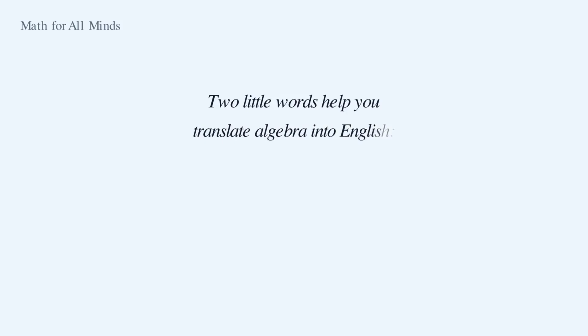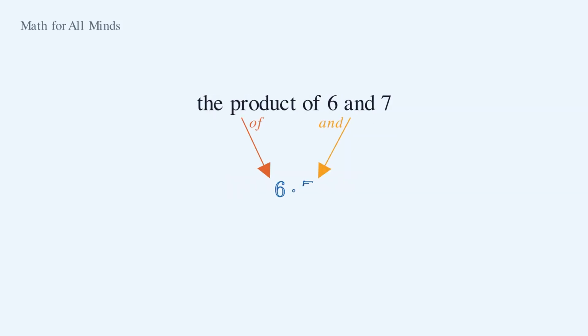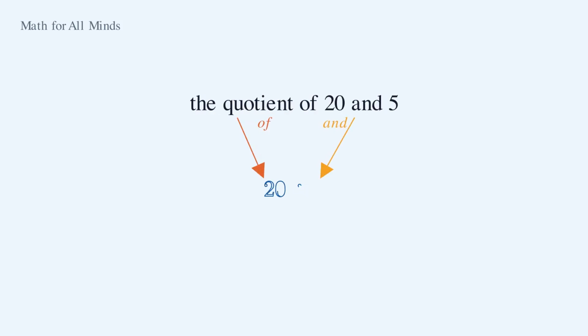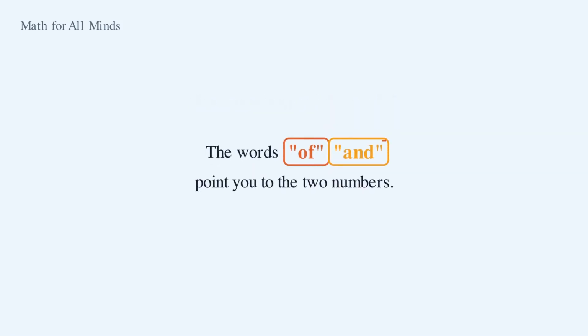2 little words help you translate algebra into English, of and. The product of 6 and 7 means 6 times 7. The quotient of 20 and 5 means 20 divided by 5. The words of and point you to the 2 numbers.